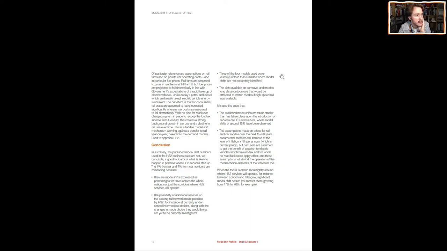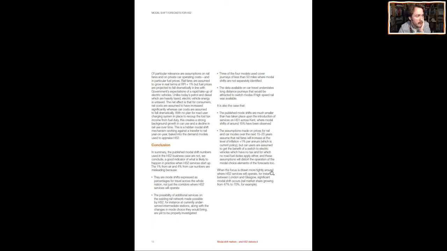Three of the four models used cover journeys of less than 50 miles where modal shifts are not separately identified. And point four, the data available on car travel understates long-distance journeys that would be attracted to switch modes if high-speed rail is available. It's also the case the published mode shifts are much smaller than has taken place upon the introduction of services on High Speed 1. The assumptions made on prices for rail and car modes over the next 15 to 20 years assume increasing rail fares and reducing driving costs.